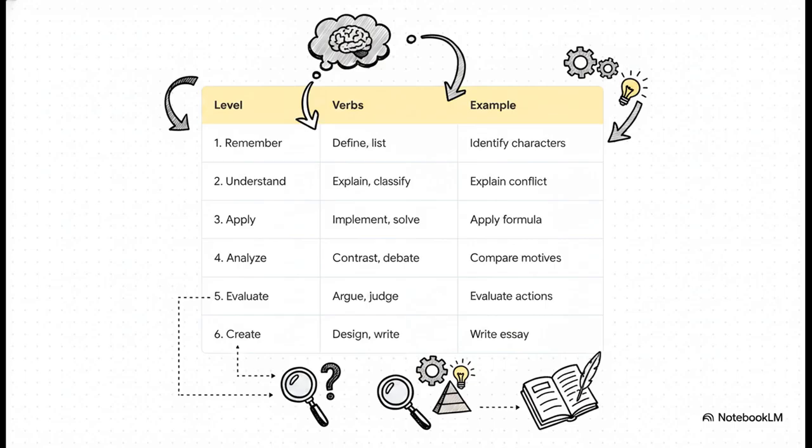But if you want to push them to a level 4 outcome, you use contrast or debate, asking them to compare the motivations of two characters. And if you want them at the very top, level 6, you command them to design or write. The verb literally dictates the cognitive depth. You are engineering how your students think simply through the verb you choose.